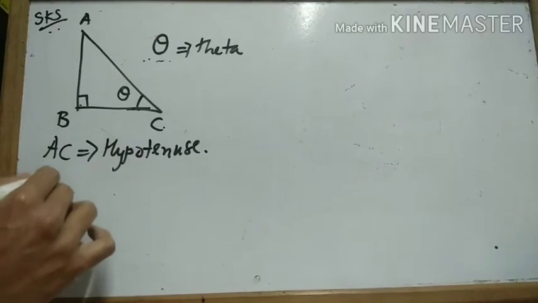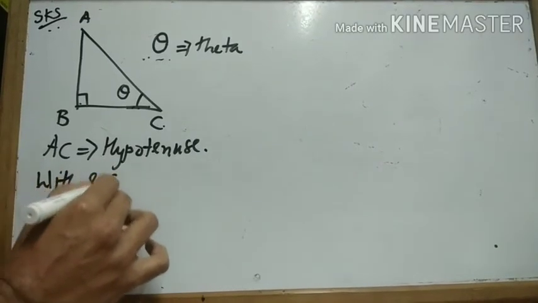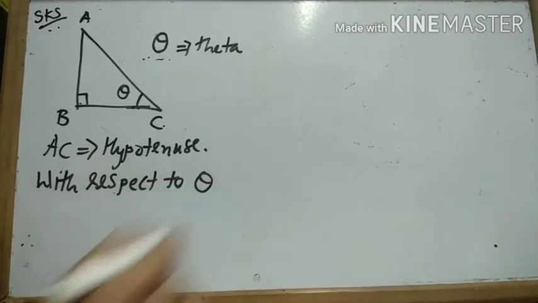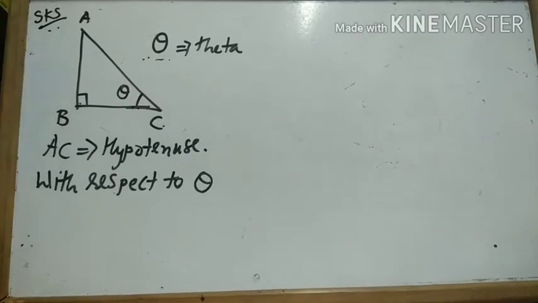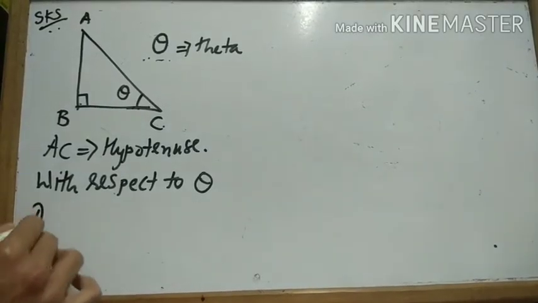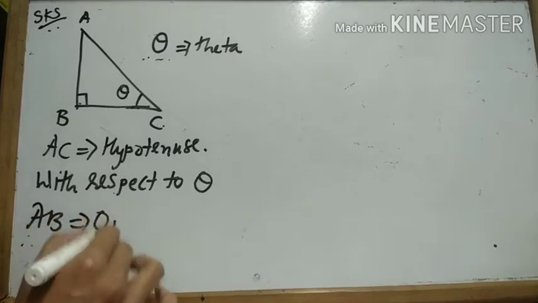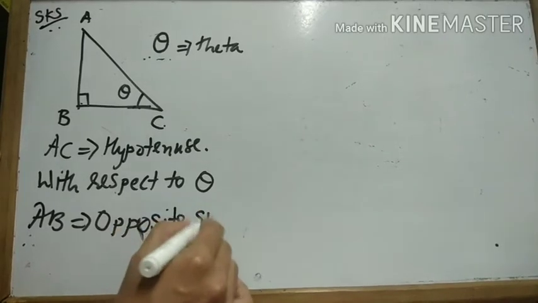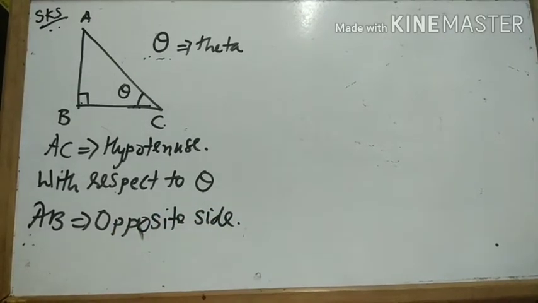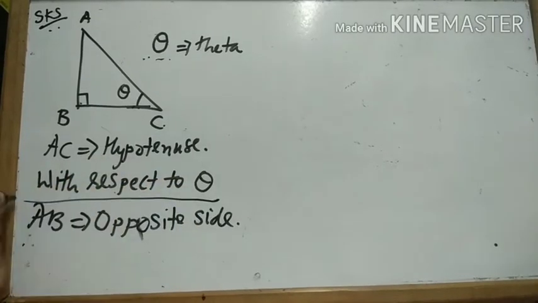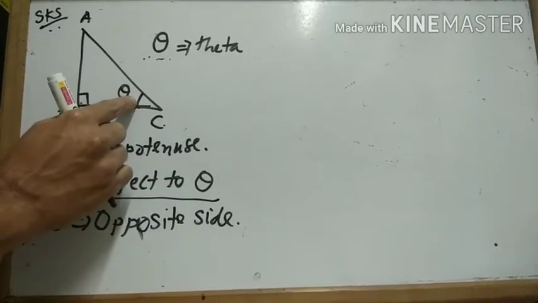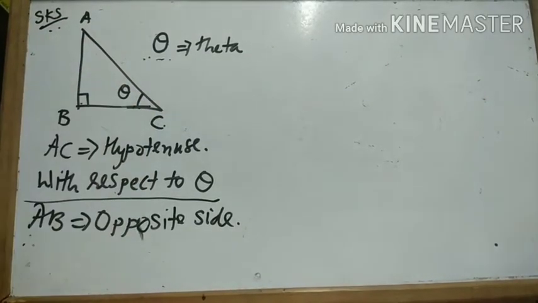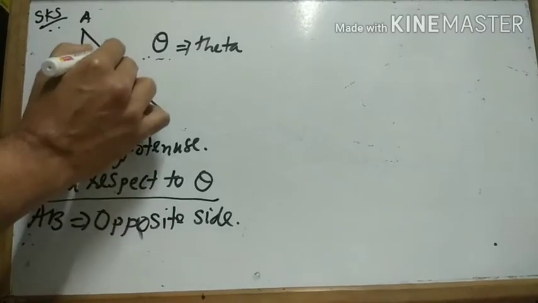Now with respect to theta, that means with respect to angle C, if I look at angle C, its opposite side is AB, so I can write it down. AB is its opposite side. My dear friends, this concept you have to know very well. What is opposite side, what is adjacent side, and with which angle we are talking about. Now with angle C, or with respect to angle theta, it has two adjacent sides. One is AC and other is BC. So AC is already labeled as hypotenuse.